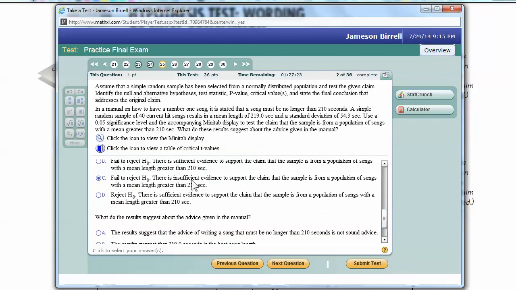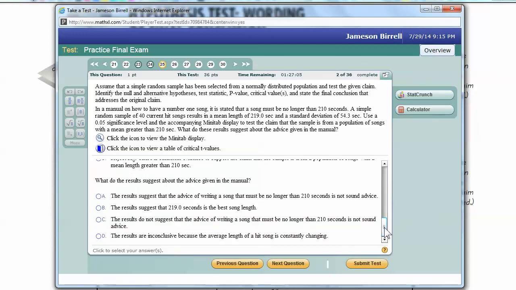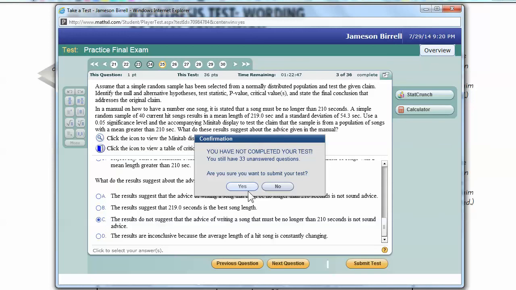Okay, so if that is what we were saying, there's not enough evidence to support the claim that the sample is from a population of songs with a length greater than 210 seconds. So I'll go with this double negative here. The results do not suggest the advice of writing a song longer than 210 seconds is not sound advice. And we'll submit for these 3 questions.